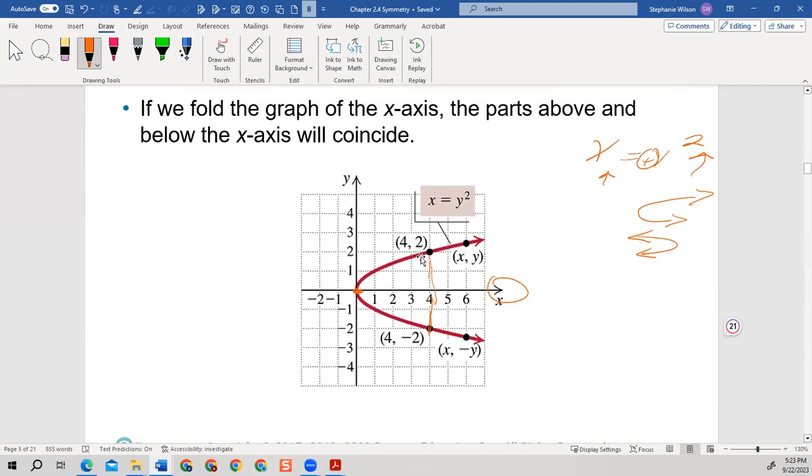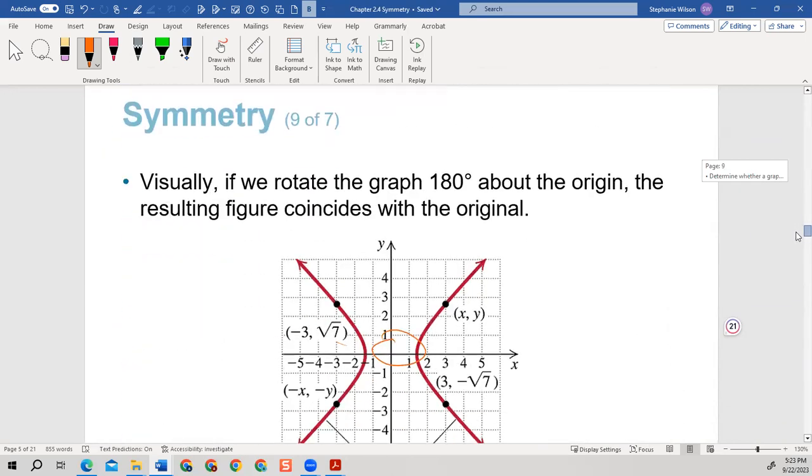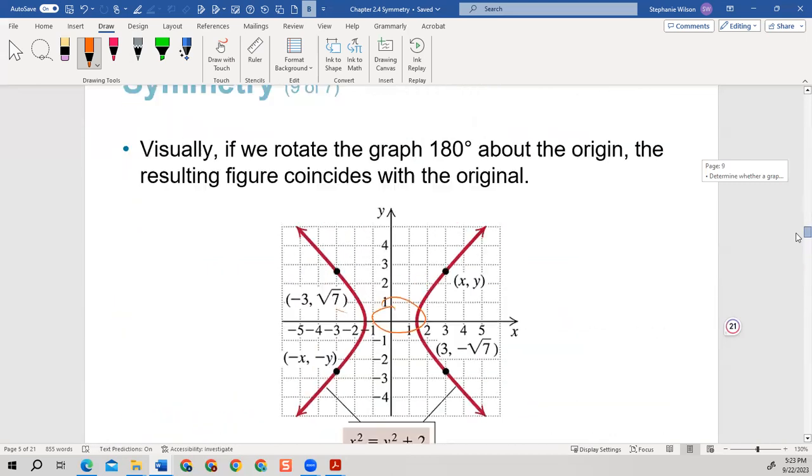This one here, my x has the same positive value, but my y's are opposite signs, right? So it was with respect to x. That's all this is, just telling you how to recognize that. And for the origin, if replacing x with negative x and y with negative y produces an equivalent equation, then the graph is symmetric with respect to the origin, and that's what we got here.